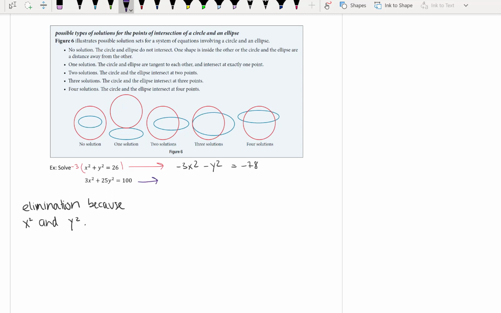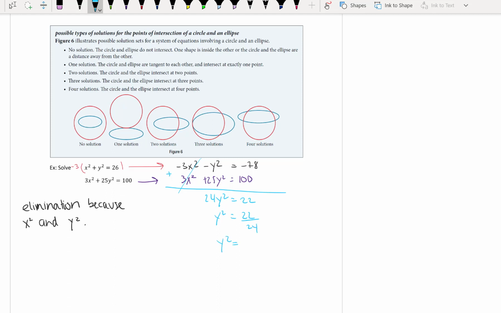My equation down below doesn't change. I still have a 3x squared plus a 25y squared is equal to 100. Now I'm going to be adding these equations together. So I can see that the x's cancel. Perfect. 25 minus 1 is a 24y squared. And if I will have 100 minus 78, that's going to give me a positive 22. So now I have y squared is equal to 22 divided by 24.